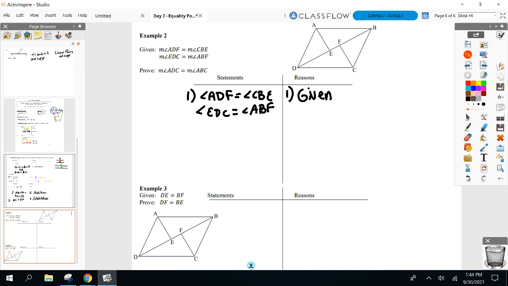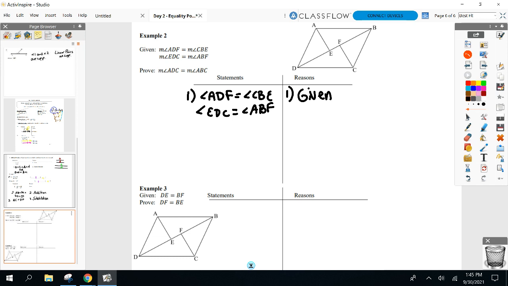So A, D, F. Where's D? D, F, you see the angle for me? Right there, right? And then C, B, E. C to B, where's E? See that angle for me? C, B, E, where is it? C to B to E. The middle letter always helps you out. See it? Right here. C to B to E.